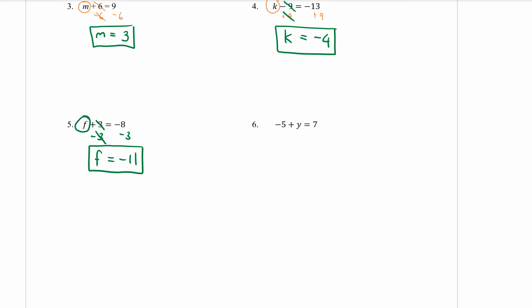Question 6. The y, it's not first this time, which is different, but that's what I'm trying to find, the y. I have a minus 5 there. What is the opposite? Plus the 5. So under here, plus 5, plus 5. Cross it off. Y equals 7 plus 5, which is 12.